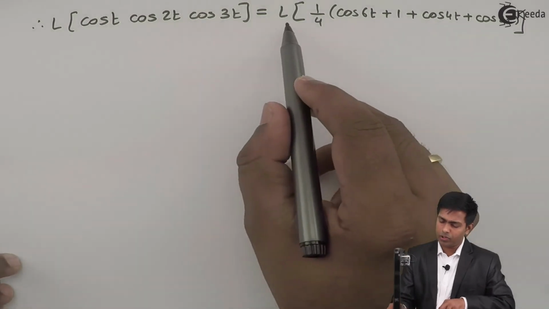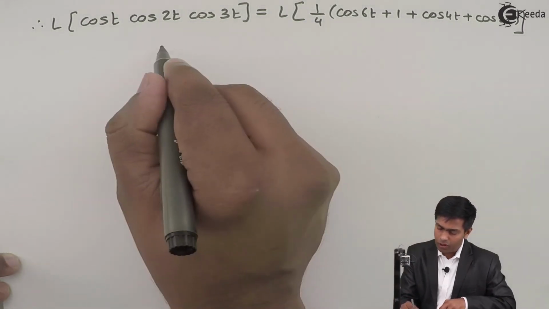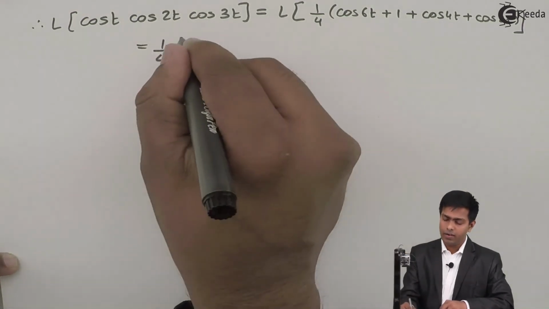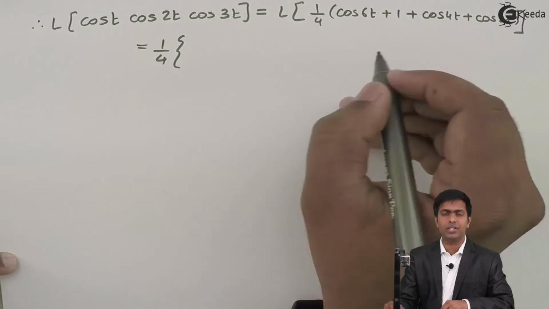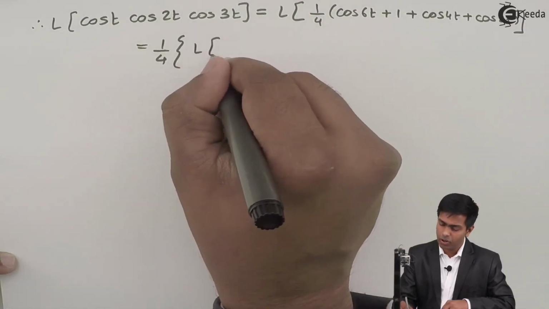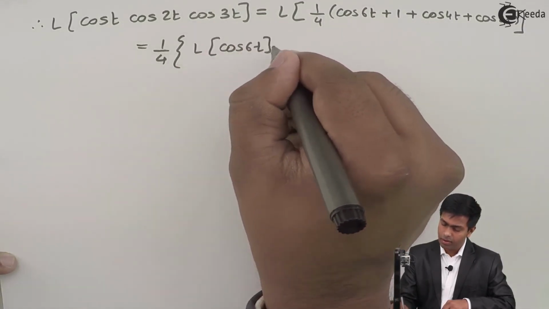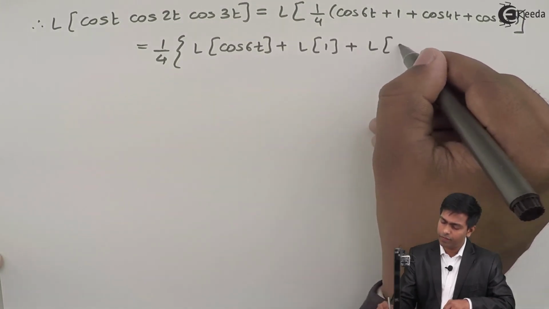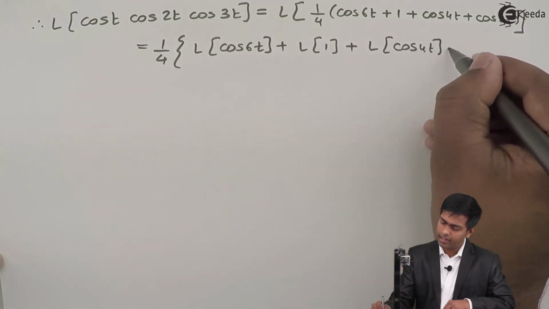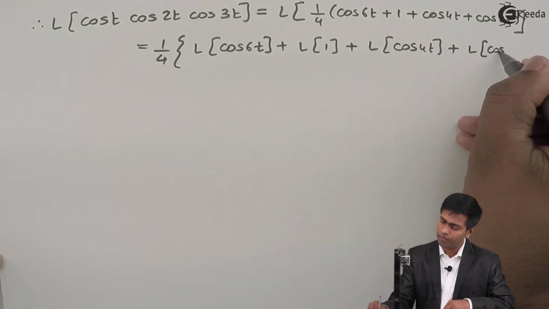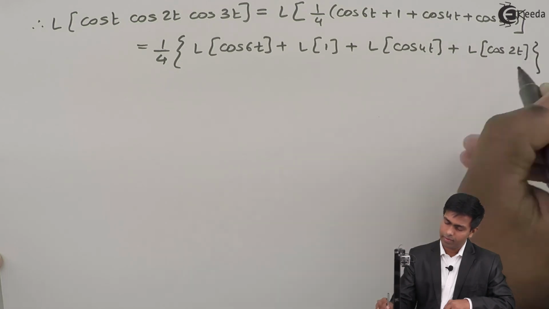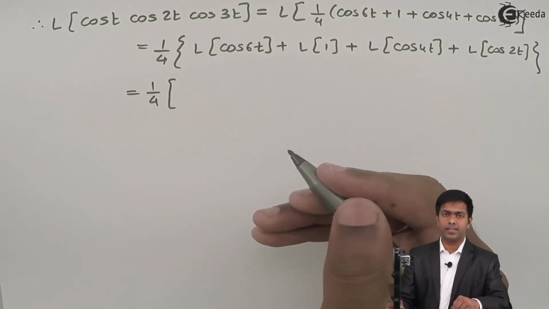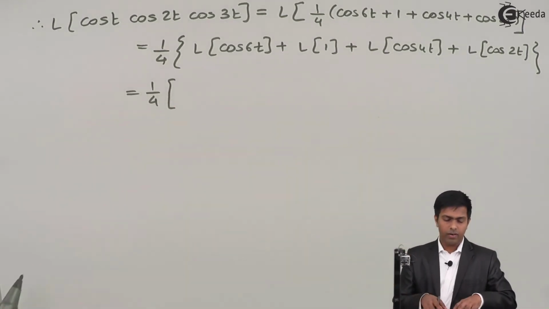Now let's find out Laplace of this. So first of all I'll take this 1 by 4 outside since it is a constant, and we'll apply the Laplace on each term separately. So we'll get Laplace of cos of 6t plus Laplace of 1 plus Laplace of cos of 4t, and in the end we'll get Laplace of cos of 2t. So 1 by 4 as it is. What is Laplace of cos 6t? So here we'll use the formula.